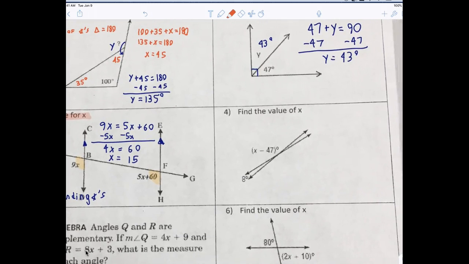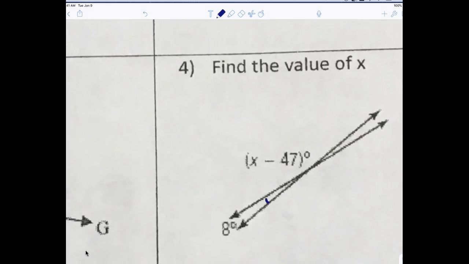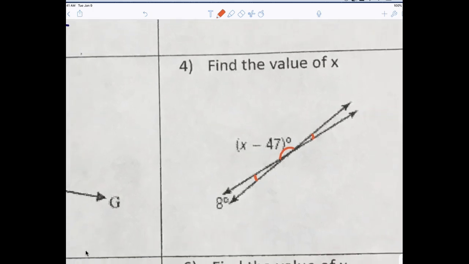Number 4. What are these type of angles called again? Vertical. Nope. Remember what I told you? Vertical angles are these two. We'll make a different color. Vertical angles are here and here. You hear me? Yes. So are those equal? Oh no. This angle is not equal to that angle. That's right. So what are those two angles though? Supplementary. And if supplementary means they do what? Add up to 180. That's exactly right.